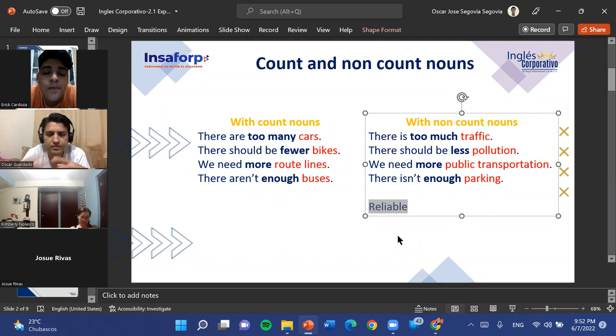O sea, si ustedes, por ejemplo, quieren hablar bien acerca de sus novios, novias, su pareja, pueden decir, oh, my, yeah, couple is very reliable. O sea, muy confiable, sí, muy eficiente, muy atento, sí, todo eso. So, yeah, sí, there you have it, Eric.